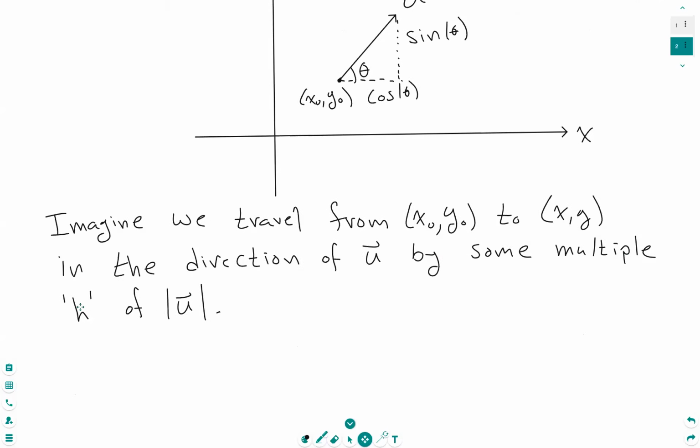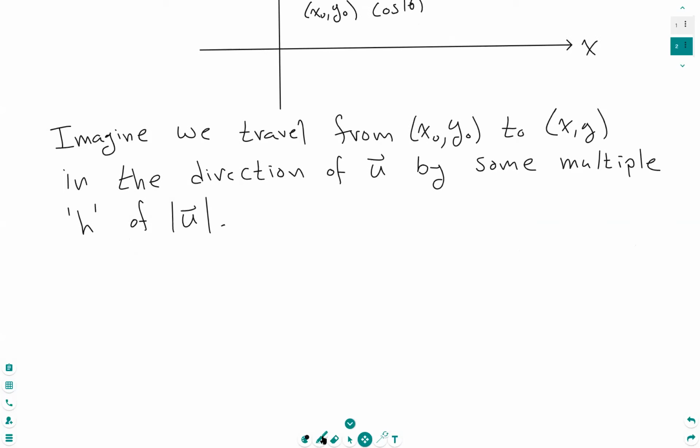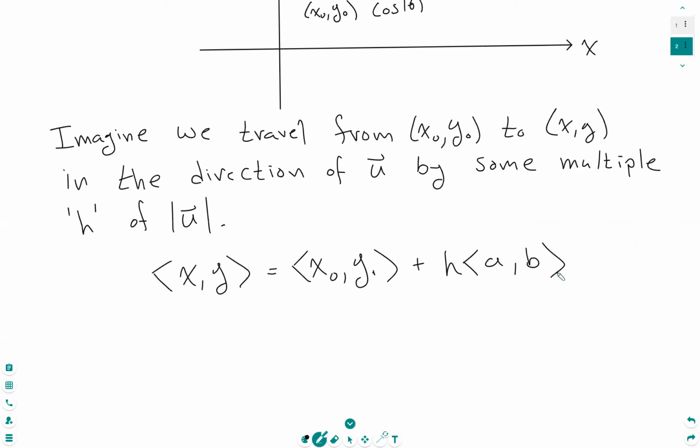So we're traveling h units in the u direction, since it's a unit vector. So we're just going h units in the u direction from the point x naught, y naught, and we're arriving at the point x, y. Mathematically, the point described by the vector x, y is equal to our starting spot, x naught, y naught, and then I go h units in the u direction, which we said was a, b. So we can write that as x naught plus a h and y naught plus b h.